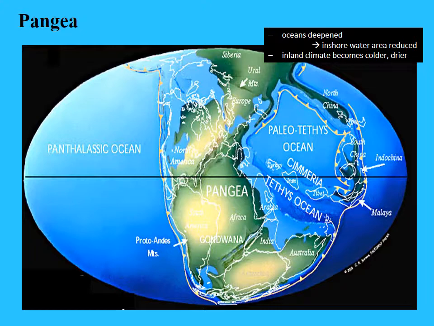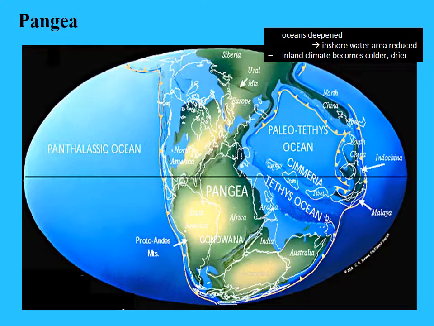Here we go. There's Pangaea. So the ocean's deeper. The inshore water area got reduced, so there wasn't as much shoreline like I was saying. The inland climates became cooler and they became drier, which would have favored organisms that could deal with that dry climate, not only the plants, but again, think about what happens after Pangaea forms.